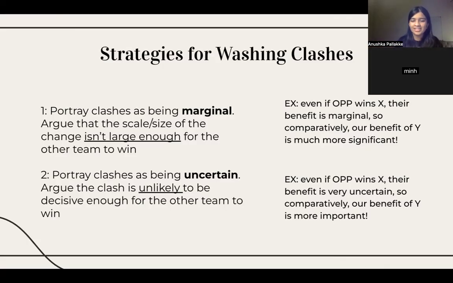Obviously this is a dumbed down example and you won't actually have a resolution like this, but it's just an easy example to show you why sometimes you want to really stress the probability of an action happening. Okay.